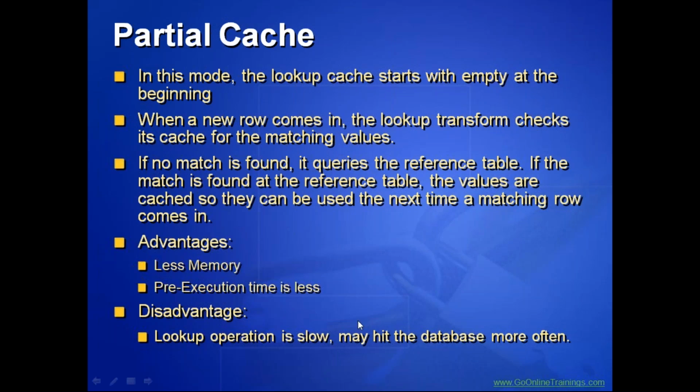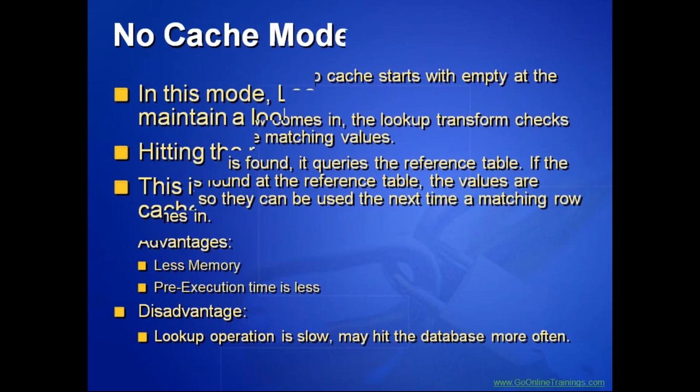So less memory, pre-execution time is less, but however, the lookup operation is slow, and it may hit the database more often if you have more and more unique values. Clear? So that is the disadvantage, but we are helpless. We cannot do anything. The third one is no cache mode.